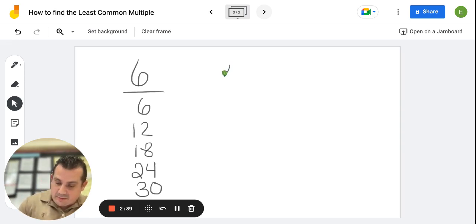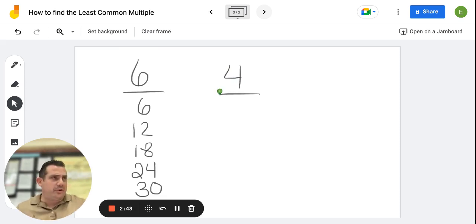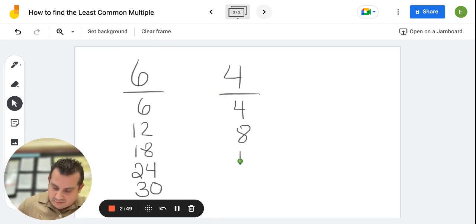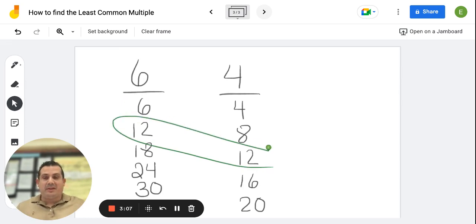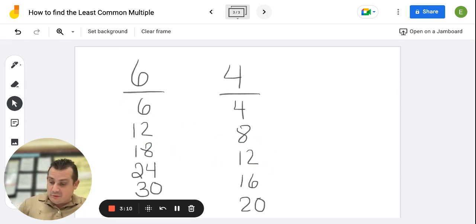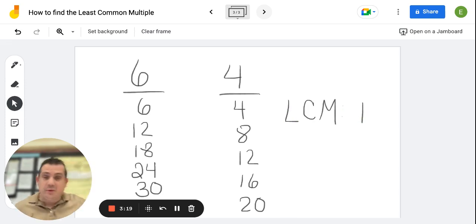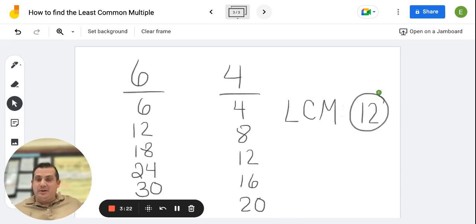Now let's say I was listing my multiples of 4. It doesn't make a difference in what order you do them. So 4 would be 4, 8, 12, 16, 20. Right away you can see, what multiples do we have in common? Does either of them have 6? No. 12? I see 12 over here. So 12 is in common. So my least common multiple, which will be abbreviated LCM, is 12.